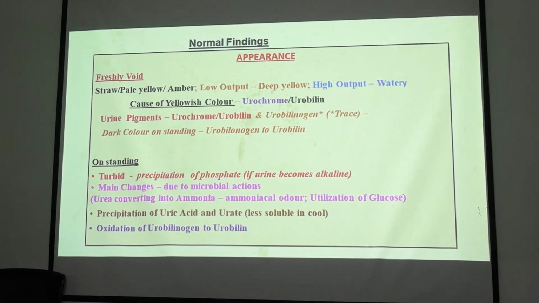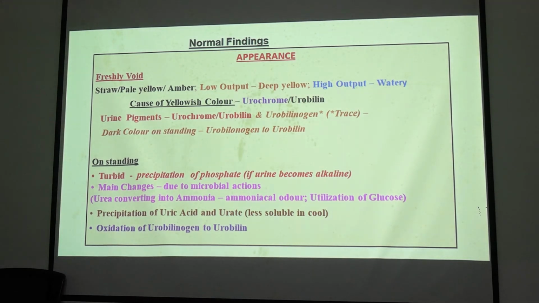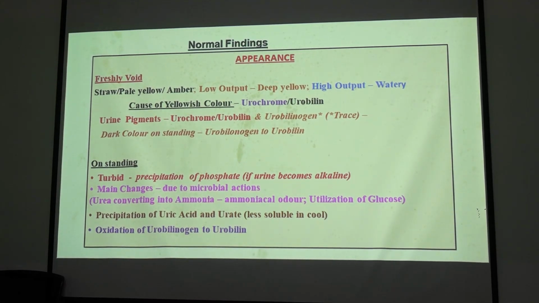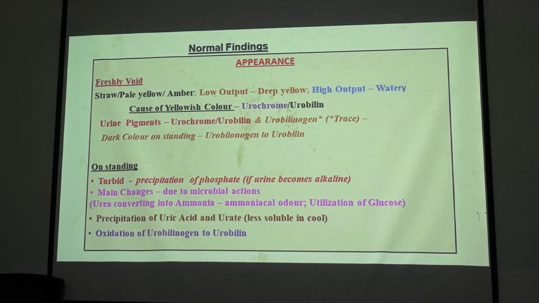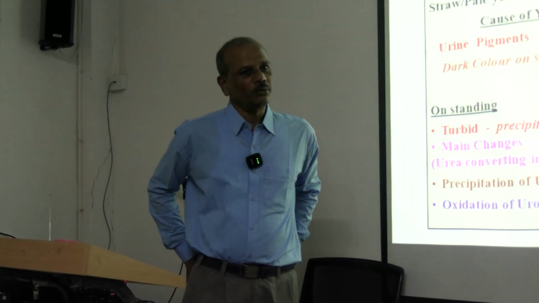That you said that this is urochrome or urobilin. Urochrome you just say. Urine pigments are called urochrome or urobilin, but urobilinogen is basically colorless. Remember, urobilinogen is colorless. Urobilin is the oxidized product of urobilinogen. If you pass fresh urine, that will be in the urobilinogen form.